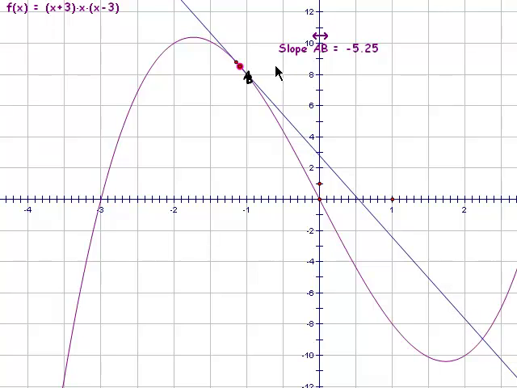I am taking the limit. Even though I can't calculate it exactly when the points are on top of one another, I can guess at what that slope is going to be.